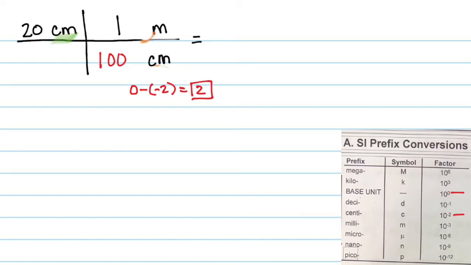Now I'm ready to solve. 20 times 1 divided by 100 gives me 0.2 meters. So we went from a smaller unit to a larger unit. That meant my number had to get smaller, and it did. Notice centimeters cancels. I'm left with meters, and I have done all the parts I'm supposed to. When we get into class, we're going to have a few more examples, but I want to see all of this work.